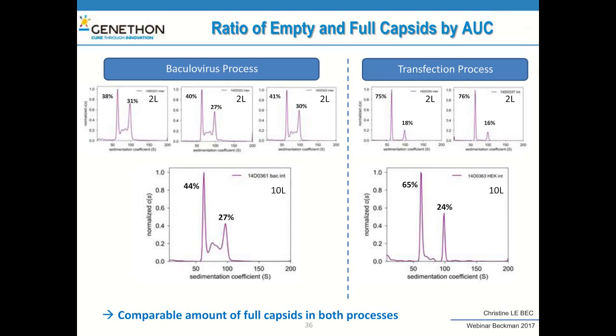We have almost the same result at 2 liters and 10 liters, with the same amount of full capsids in both processes. However, we have up to 20% of intermediate species for the Baculovirus process compared to the transfection process. So when we obtained that profile, we wanted to understand and characterize what the intermediate species were.